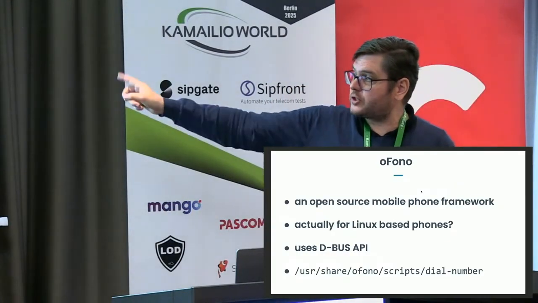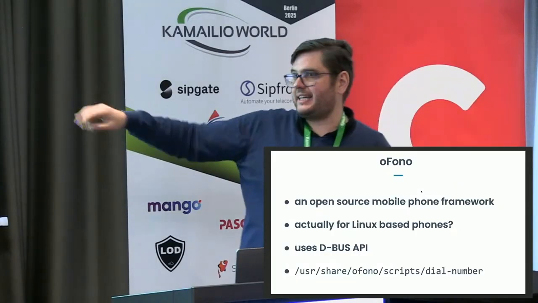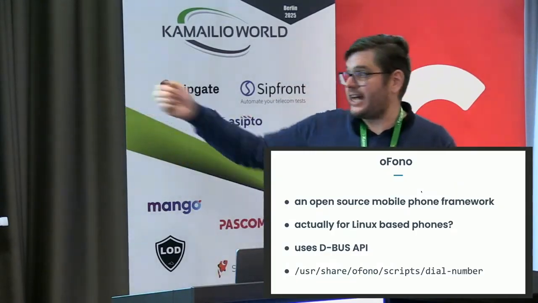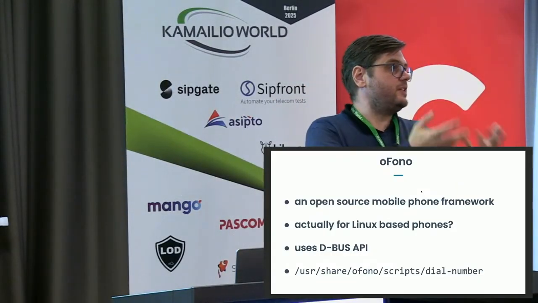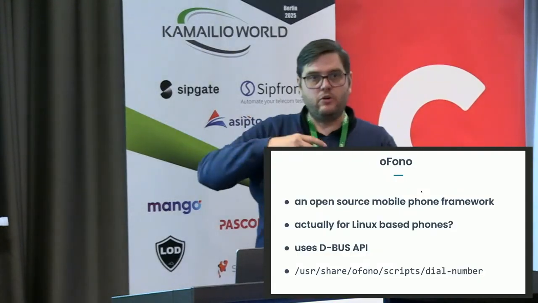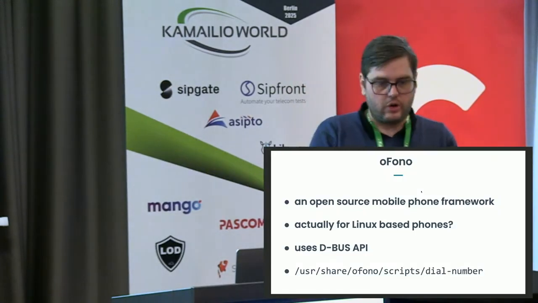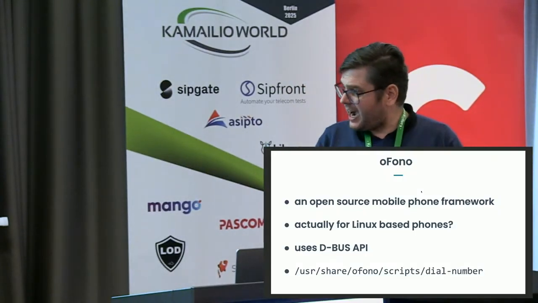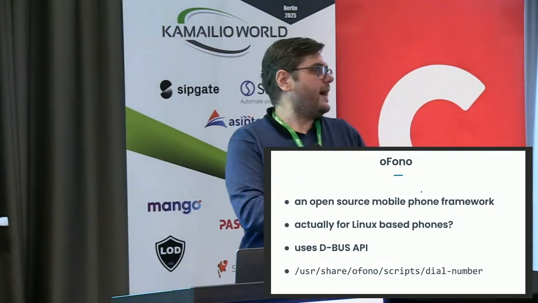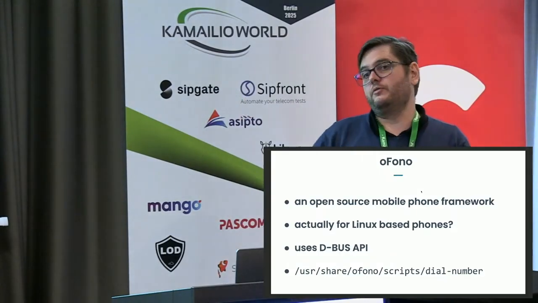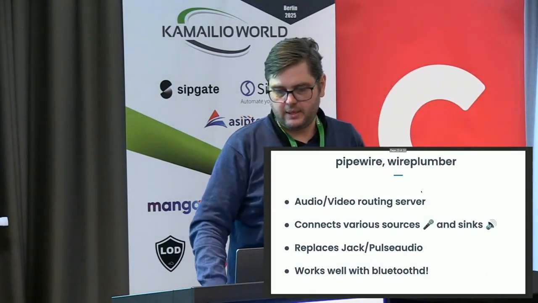And it comes with a bunch of scripts that provide example use cases, like dial number, for instance. It's a script readily available. If you pair your phone and get oFono to connect to it, you can just, on your Raspberry Pi on the CLI, say dial number 12345 and your phone will happily dial.